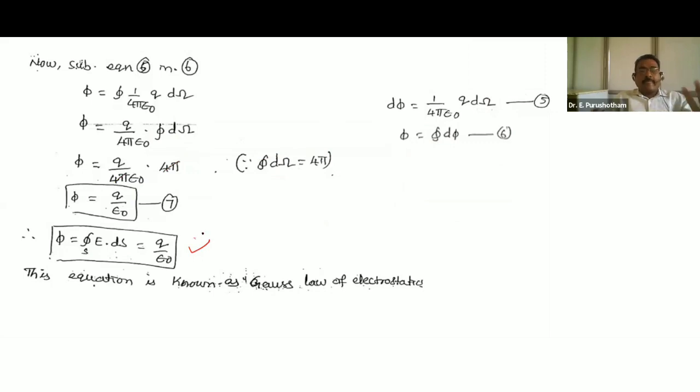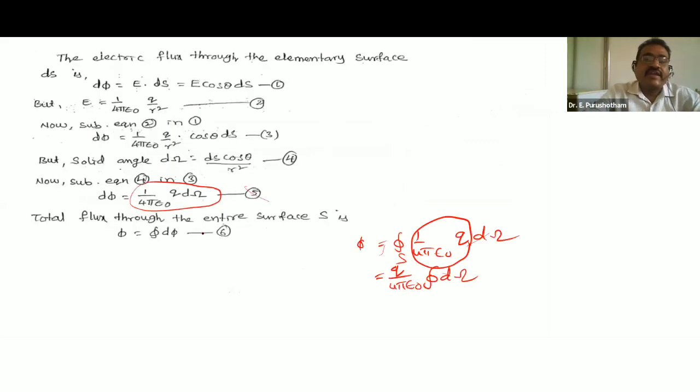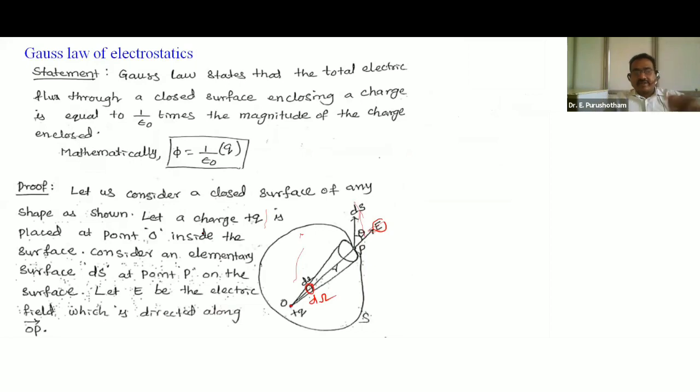So again, listen to the statement. The total electric flux through a closed surface is equal to 1 by ε₀ times the charge enclosed in it. That is called Gauss law of electrostatics. Mathematically, φ is equal to 1 by ε₀ into q.